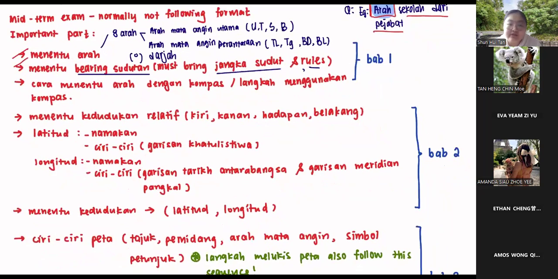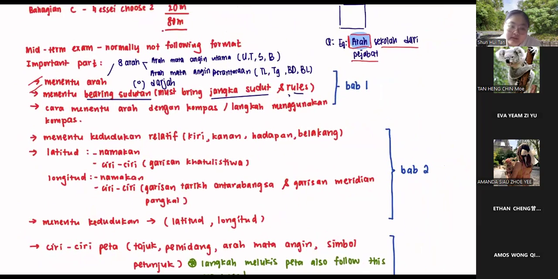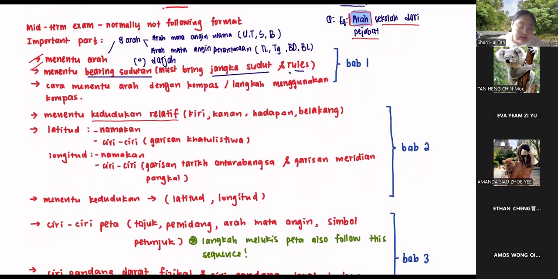Now, for chapter 2, same. The very important thing is you need to know how to determine kedudukan relatif. It means at least you need to know how to look at the map and determine hadapan, belakang, kiri, kanan. Of course, it may also come out in your second term and final term, but with a lesser chance. Now, come here already. Bab 2 has a very writing part. They might ask you about latitude and longitude.